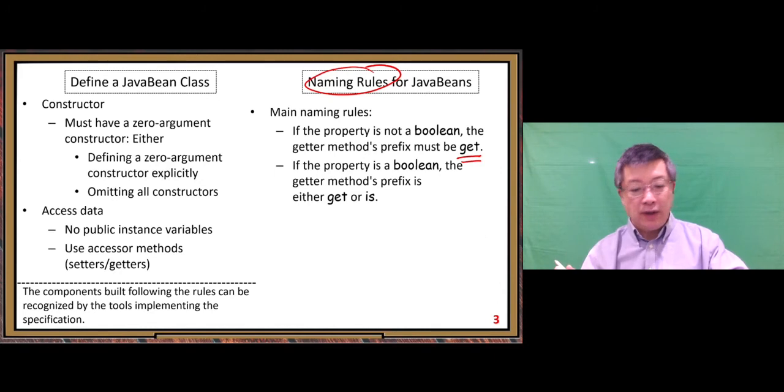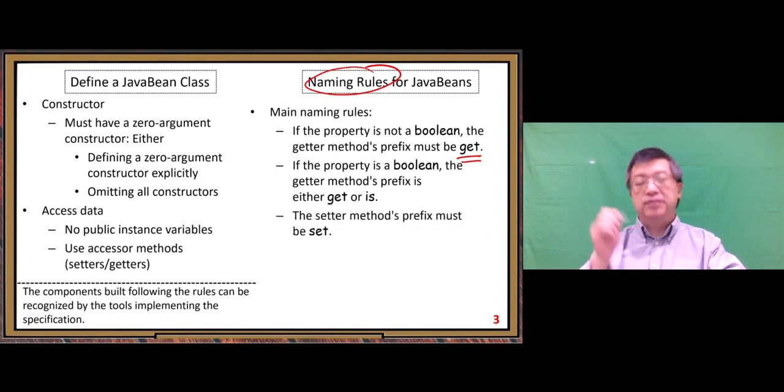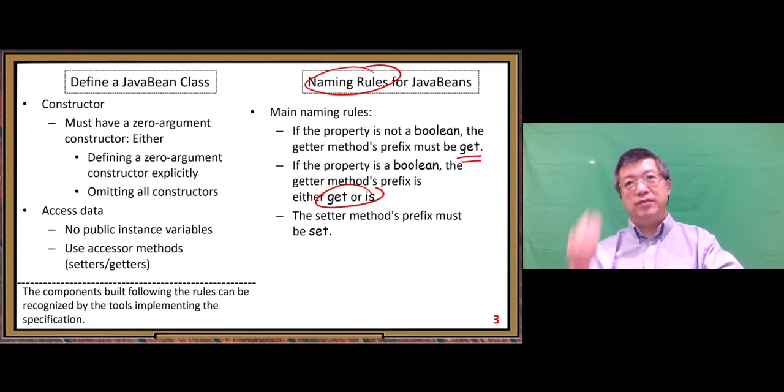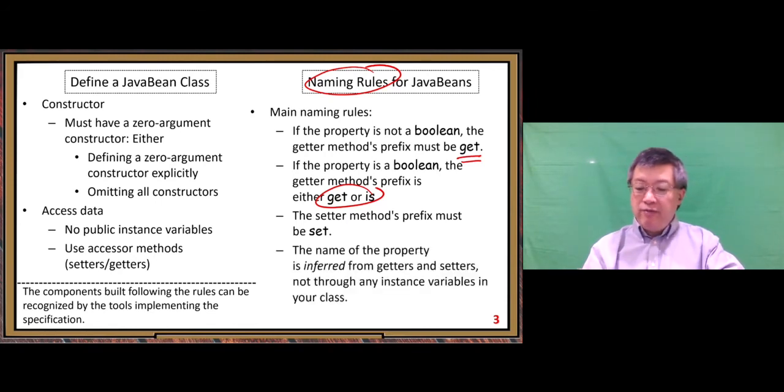Then the setter. The setter method's prefix must be set. There is no either-or case, it must be set. Then the last one, there is another important property. The name of the property is inferred from getters and setters, not through any instance variables in your class.